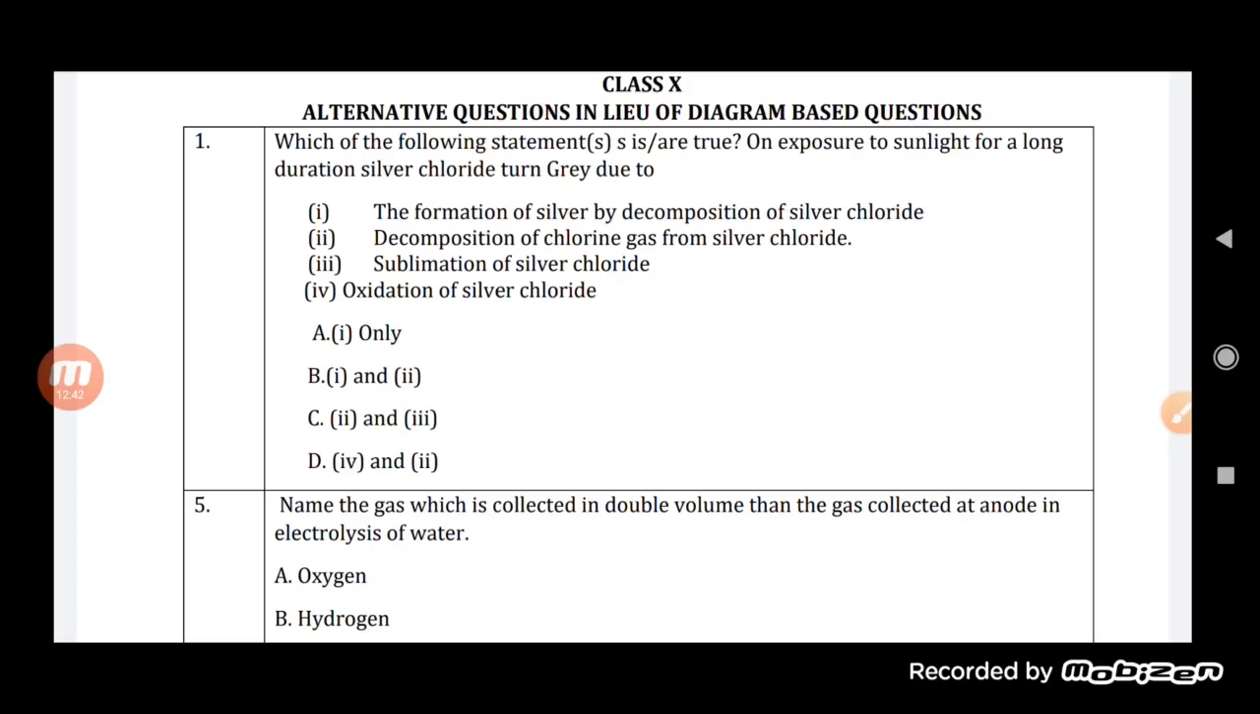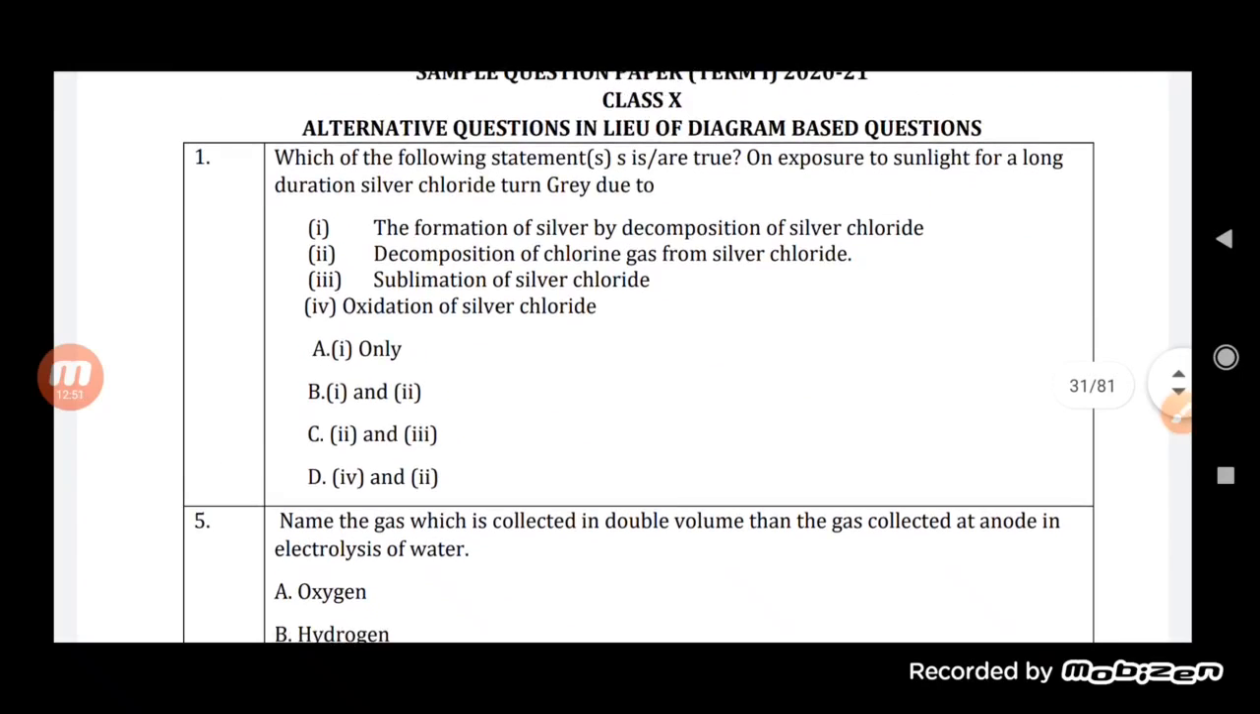Remember that such kind of case study questions can be asked. They are going to be asked in the board exam also. Now see here, there are some alternative questions in lieu of diagram based questions also.